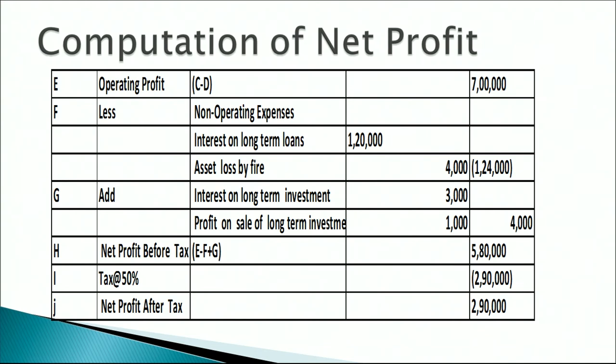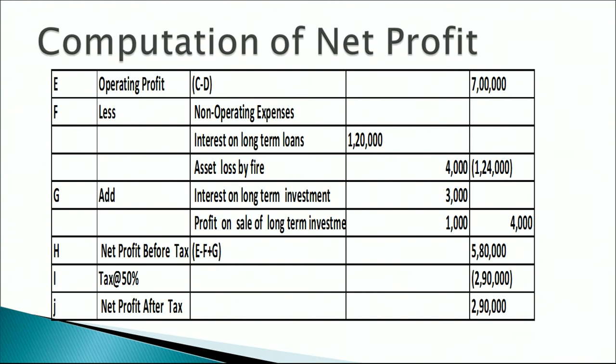Net profit is calculated from operating profit, which means operating profit 7 lakhs minus non-operating expenses, which means interest on long-term loans which you are giving. I am not saying short-term loans. Remember, learners, it is interest on long-term loans. It is assets which are lost by fire. They have to be deducted. If there is furniture, machinery which is lost by fire, please deduct that amount. Add interest on long-term investment because it is a gain for you. Add back profit on sale of long-term investment, shares, debentures, and you arrive at net profit before tax.